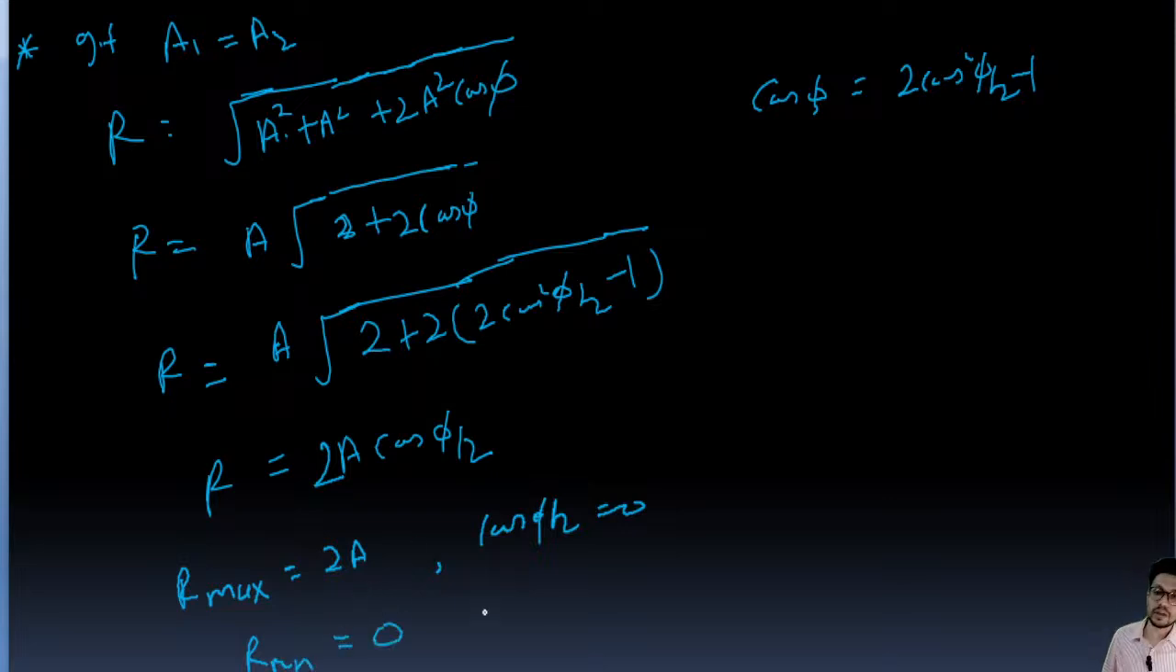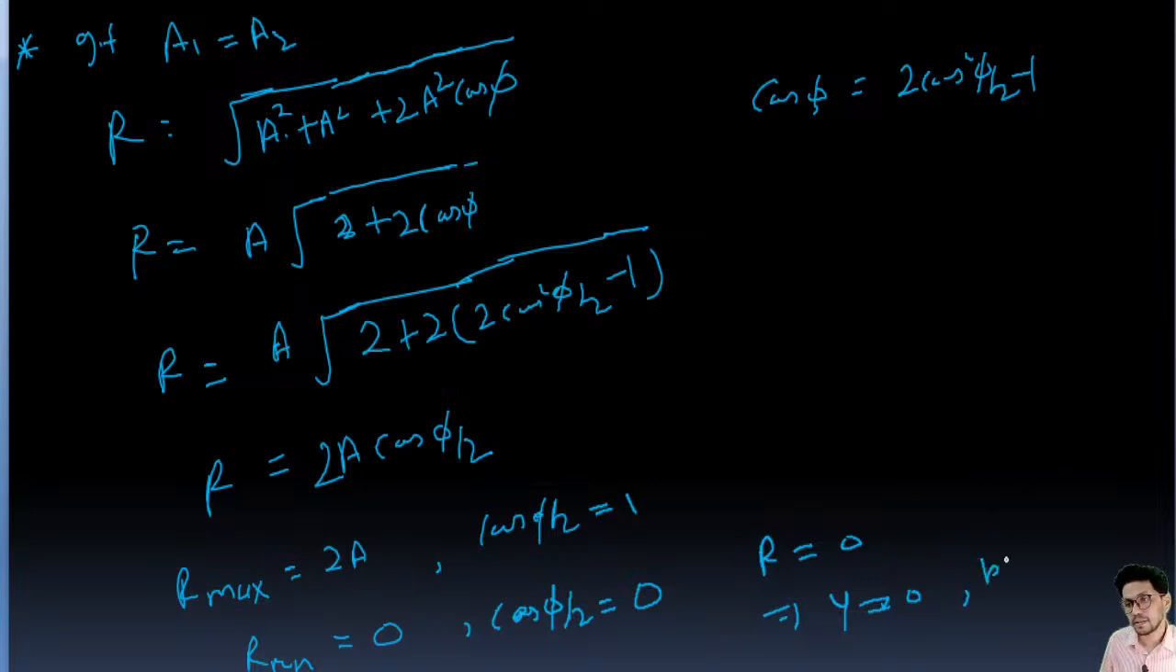Okay, r max when cos phi equal to 1, and r minimum when cos phi by 2 equal to 0. And so here if r is minimum, if r is 0, it implies y is 0, the value of y is 0 if r is 0, right? So that means the particle is at rest. So these are the different conditions.